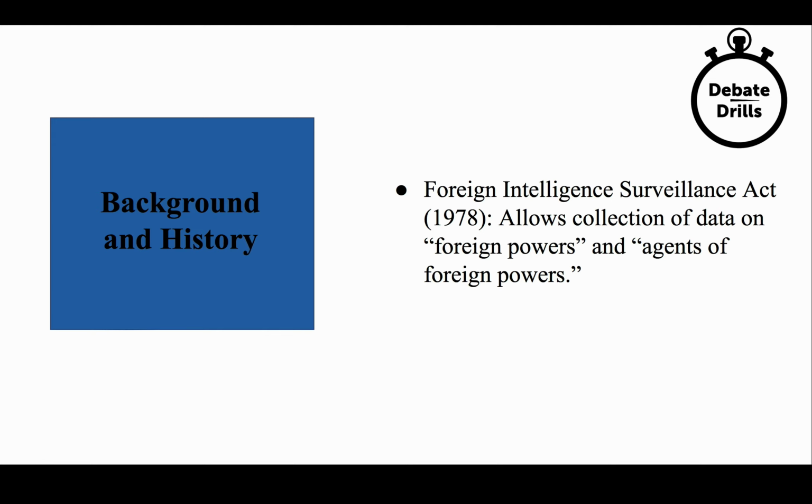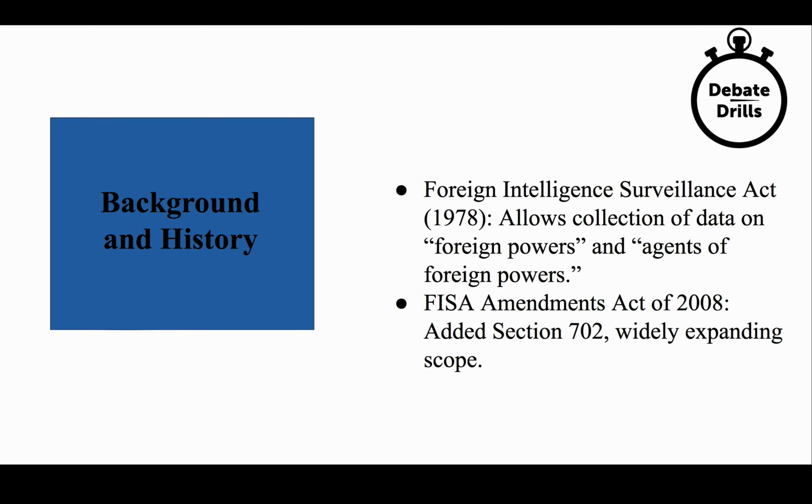That data was able to be collected on foreign entities who the US suspected as maybe posing some type of security risk. This could happen within the geographic boundaries of the United States, so if there were foreign powers that were operating in the United States, or perhaps abroad, to be able to pick up on potential terrorist threats or other security issues. However, in 2008, there was an important amendment, an important law known as the FISA Amendments Act of 2008.